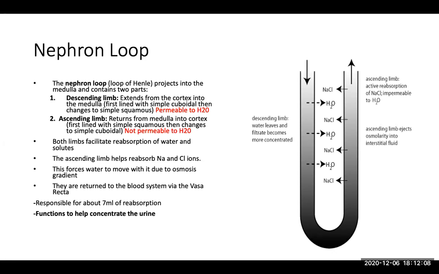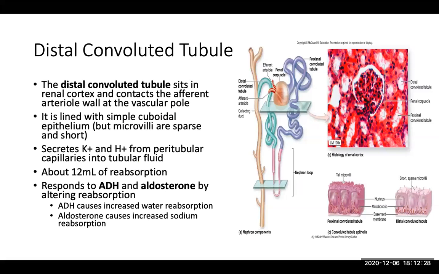The ascending limb helps to reabsorb sodium and chloride, and this forces water to move with it due to the osmosis gradient. They will then be returned to the blood system via the vasa recta capillaries that surround the nephron loop. The nephron loop functions to help concentrate the urine, and it's responsible for about 7 milliliters of reabsorption.